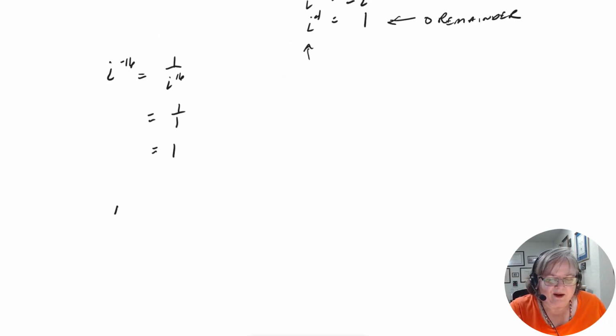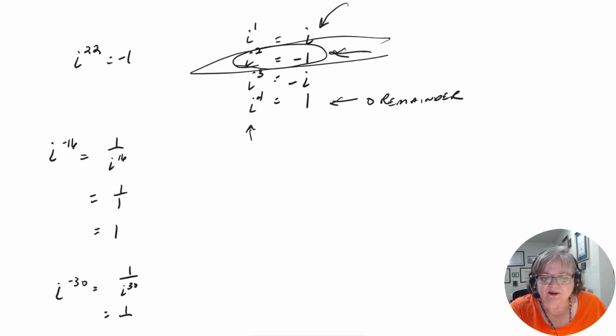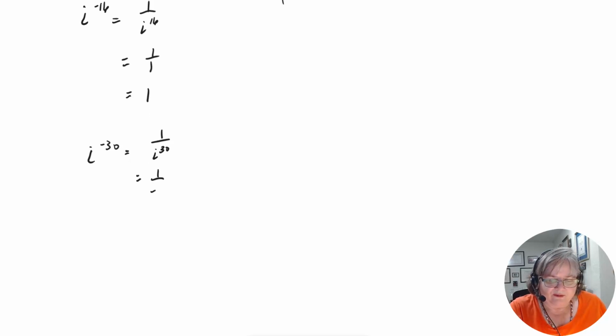And if you had i to the negative 30th, it's 1 over i to the 30th. Now, let's talk about 30. 4 goes into 30 7 times with 2 left over. So this is your 2 left over right up here. So it is 1 over negative 1. So this is negative 1.